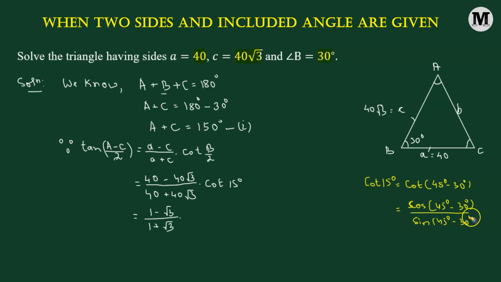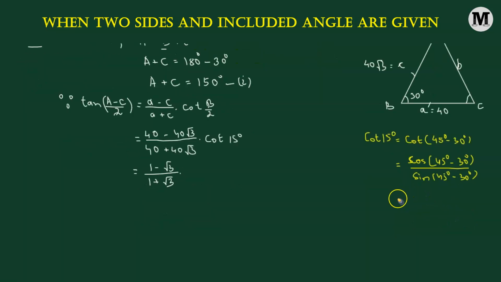Now we can easily expand cosine of 45 minus 30 and sine of 45 minus 30; I'm leaving that as an exercise for you to try out. Once we do that, we get the value square root of 3 added to 1 divided by square root of 3 minus 1. So this is going to be the value for cotangent of 15 degrees.